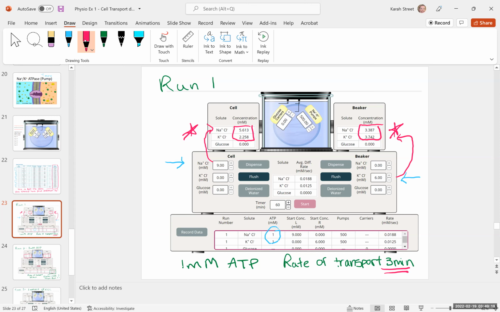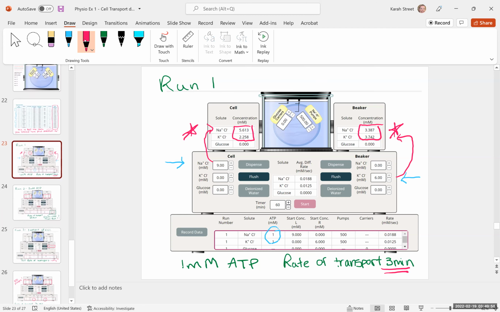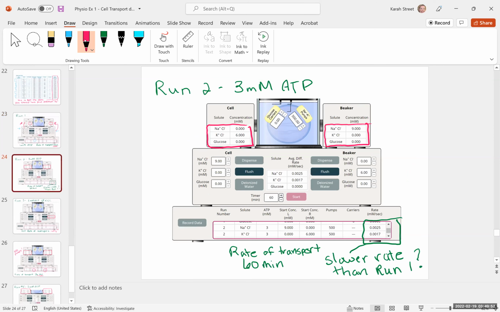The rate of transport was 3 minutes. What does that mean? It took 3 minutes and then the system ran out of ATP. We ran out of ATP. So we could not finish moving all the 9 millimolar sodium chloride from the cell side to the beaker side, and we could not move all the potassium chloride from the beaker side to the cell side. So that's important.